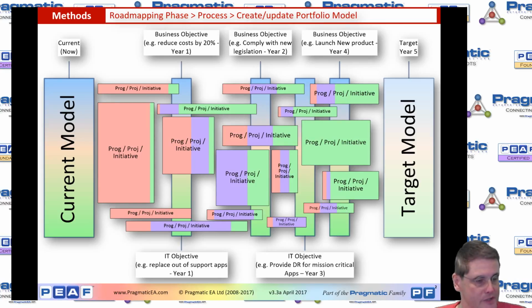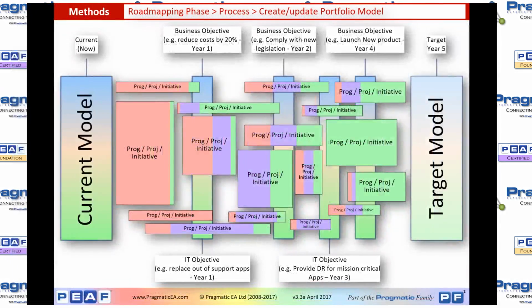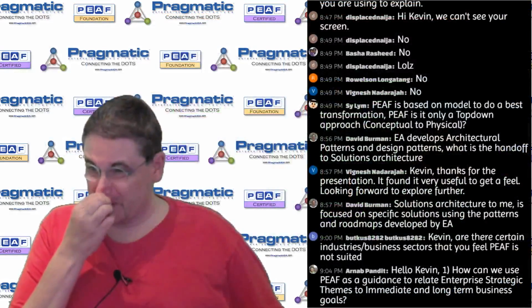Okay, any other questions? One, how can we use PEAF as... let me close this window down. What are we looking at here? Let me put the questions on so you can see also.